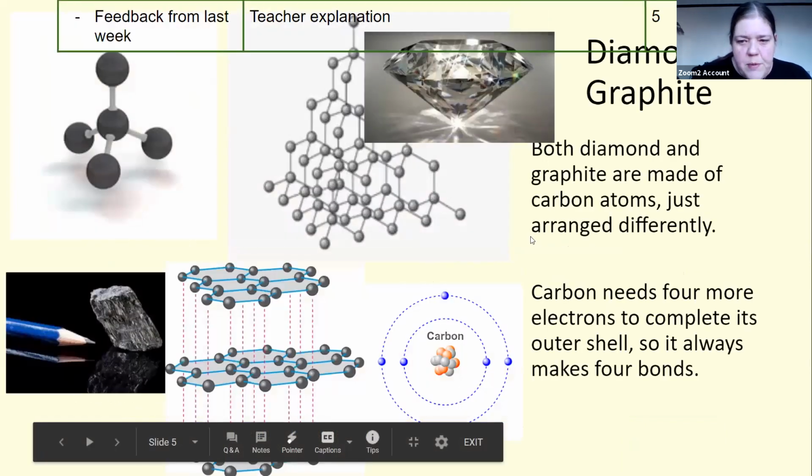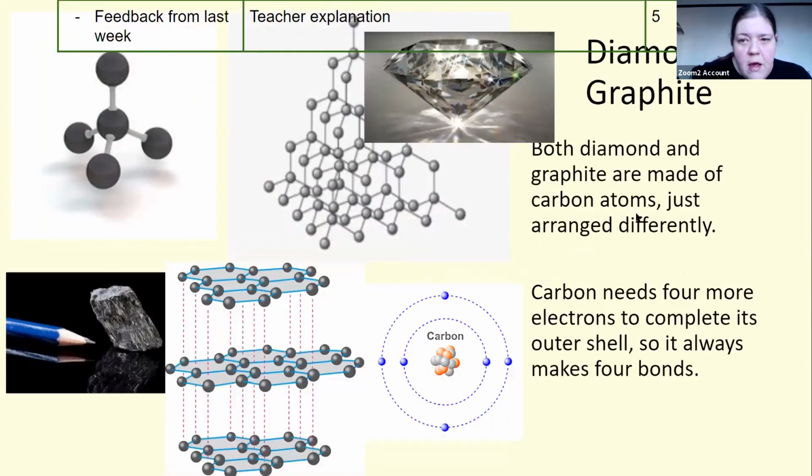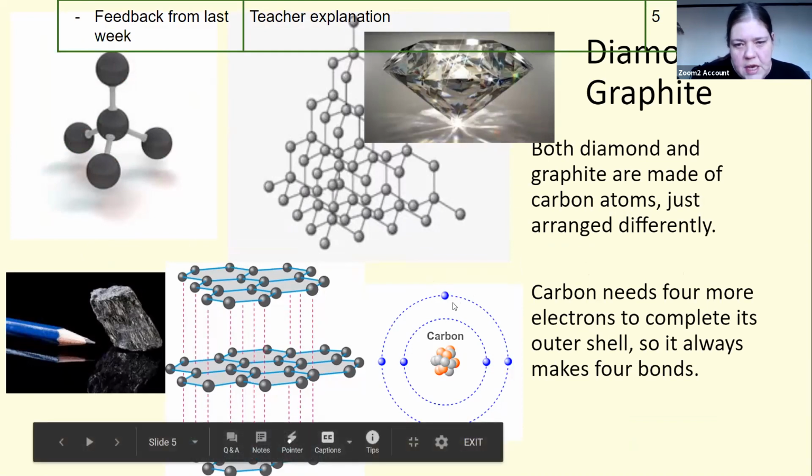There was also a little bit, and I thought it was quite clever, of a model on carbon and how many bonds carbon forms. And the answer is always going to be 4 bonds, because it has 4 electrons in the outer shell.